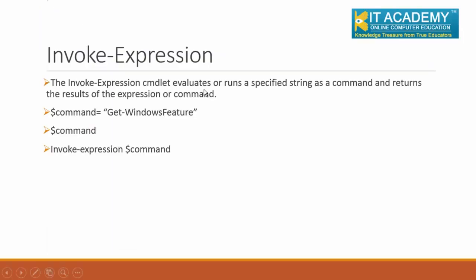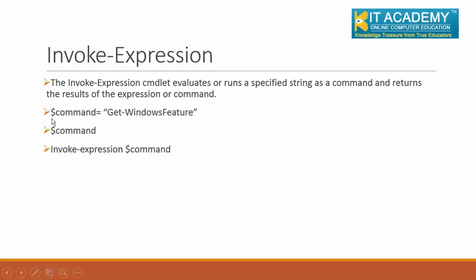This commandlet evaluates a specified string as a command and returns the results of the expression. So, for example, let's say I have a Get-WindowsFeature commandlet. I'm storing this valid PowerShell commandlet into a variable called $command. In PowerShell, all your variables have to be prefixed with the $ sign. This variable name can be anything of your choice.